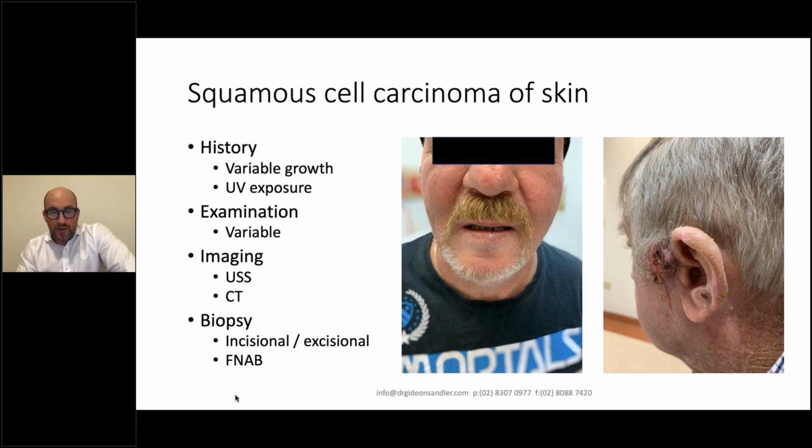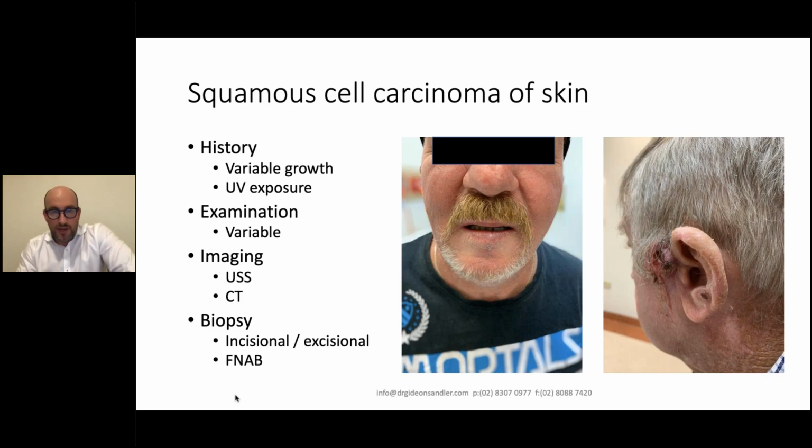The imaging of choice for a neck lump in the case of squamous cell carcinoma is an ultrasound and then a CT scan. If you do diagnose squamous cell carcinoma, it's important to scan the head and neck to look for the lump, as well as scanning the chest to look for distant metastases. The biopsy of choice for the lump itself would be a fine needle aspiration biopsy, but for the primary lesion would be an incisional biopsy, or if you can excise the lesion, an excisional biopsy.